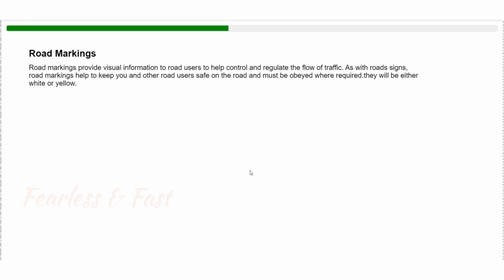Road markings. Road markings provide visual information to road users to help control and regulate the flow of traffic. As with road signs, road markings help to keep you and other road users safe on the road and must be obeyed where required. Road markings will be either yellow or white. There are 3 types of road markings.